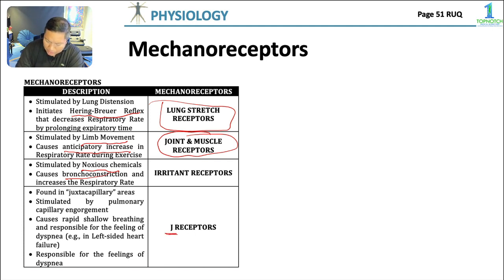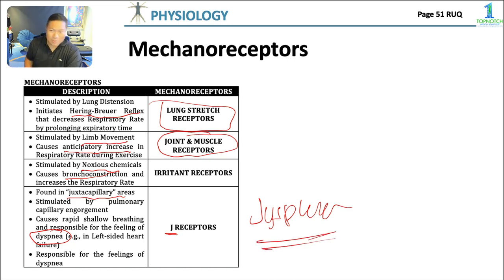J receptors were named J because they are found in juxtacapillary areas and they are responsible for the feelings of dyspnea. Okay? A previous board exam question. Remember, the mnemonic. Okay? Sinong responsible? Anong ginagawa ng J receptors? Siya ang nagkukuha ng feeling ng dyspnea. Dyspnea. Pronounce it that way para malaman mo na J receptors yun.